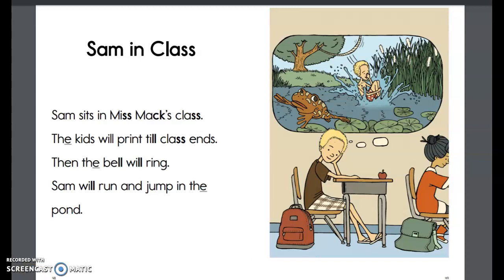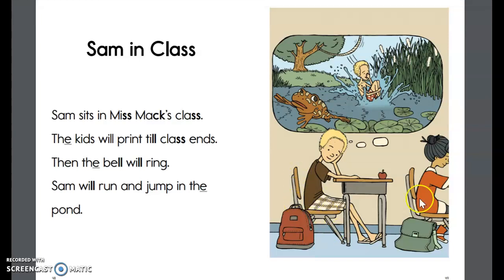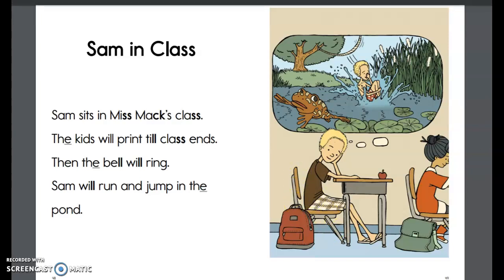Hi friends, today we are going to be reading in our big reader. We're going to be reading Sam in Class. And when we're reading today, I want you to be on the lookout for those double letters or letter teams like we've been talking about.